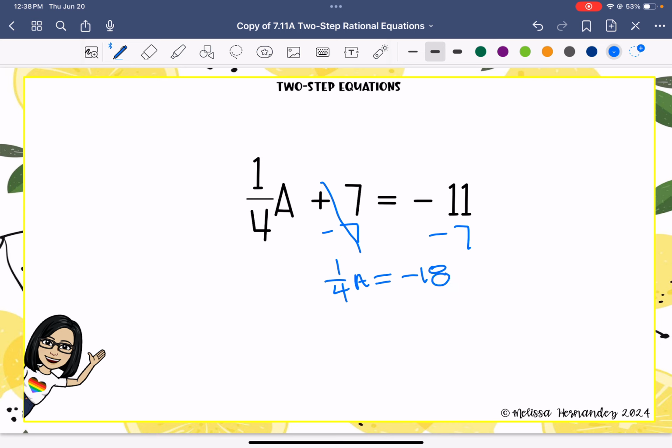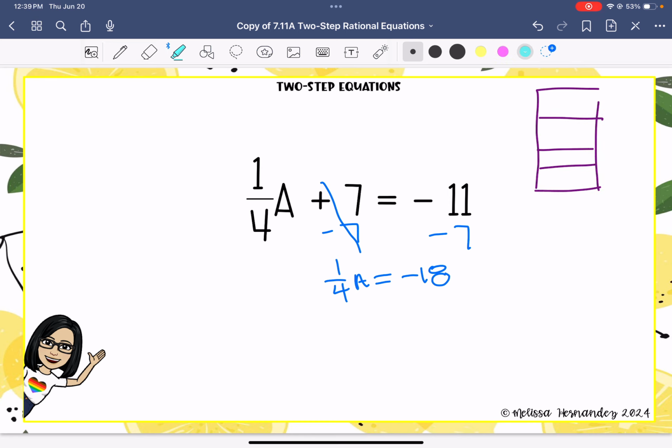So what I want to do to figure out what A is, I want to just draw a picture. So, fraction bar 1/4, well, you know that you divide it into 4 parts. And then we've got to shade in just one of them because it says 1/4. So that 1/4 is equivalent to -18.